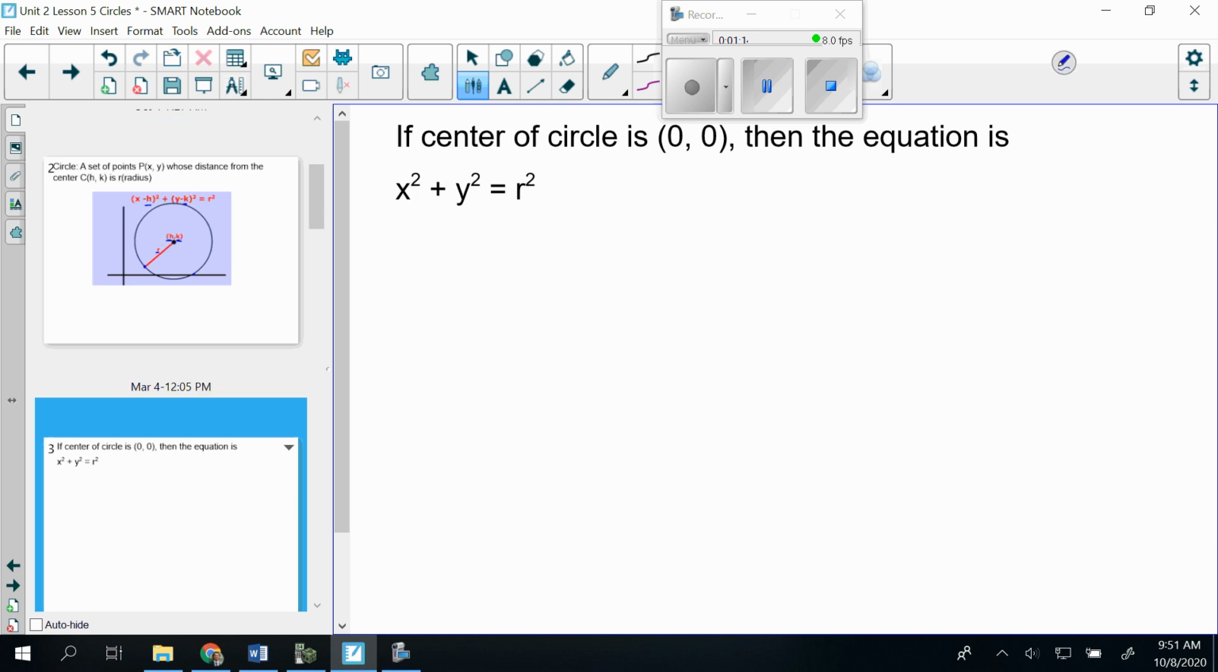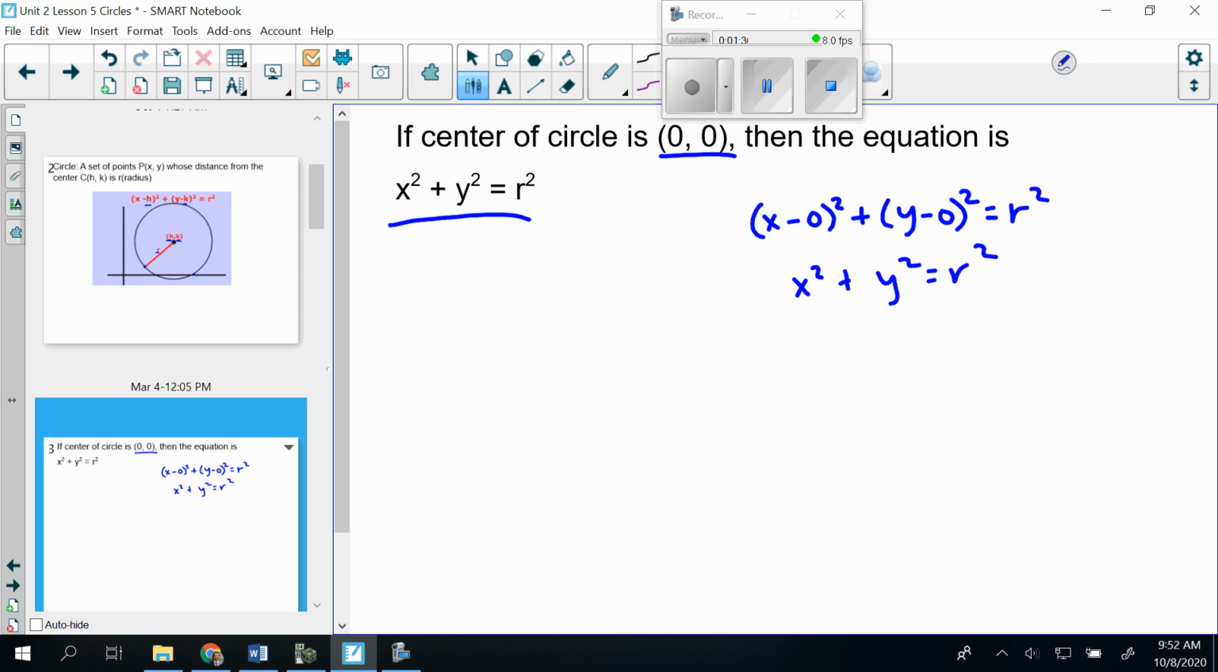If that center ends up being at the origin, then our equation simplifies a little bit, because it would be x minus 0 squared plus y minus 0 squared equals our radius squared. Well, if you've got minus 0, that's not changing anything, so this would just simplify to x squared plus y squared equals radius squared. So if your center is (0, 0), then your equation becomes a little bit easier.